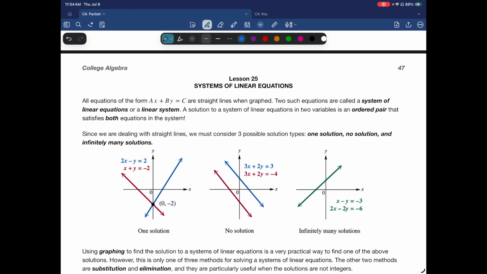Hey guys, welcome to lesson 25, and this is going to be our last lesson for this class. In this lesson, we are shifting gears completely and talking about systems of equations.